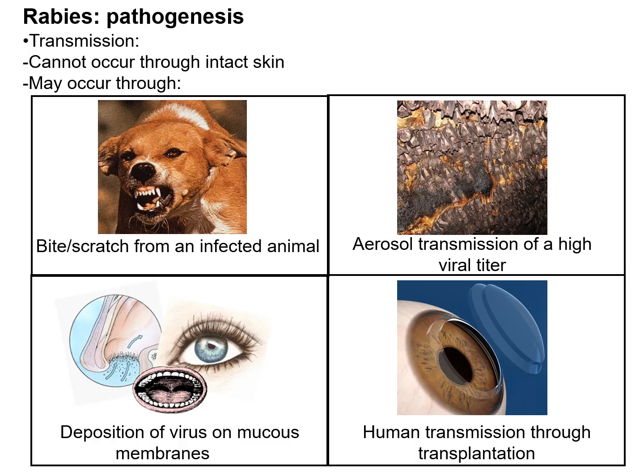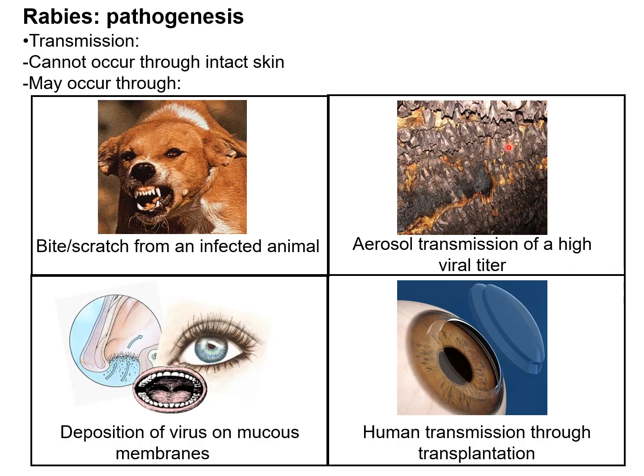So how do we acquire this virus? Transmission occurs through broken skin or via mucosa. So this should kind of remind you of the herpes simplex viruses 1 and 2, which we talked about in the previous lecture. And those viruses also could not be transmitted through intact skin. So infection may occur through a bite or a scratch from an infected animal, or it could also happen if you are exposed to a high titer of the virus, aerosol transmission. For example, this is what this picture is indicating here.